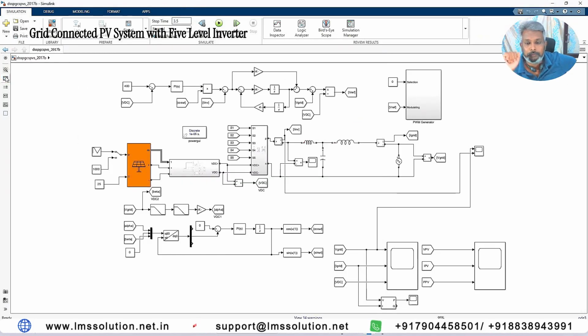This is how the grid connected PV system with a 5 level multi-level inverter works.